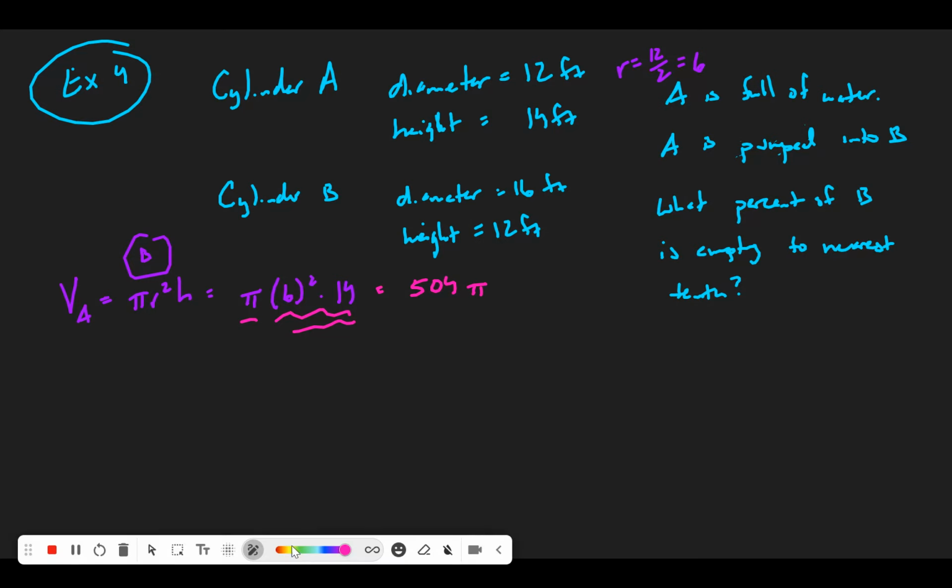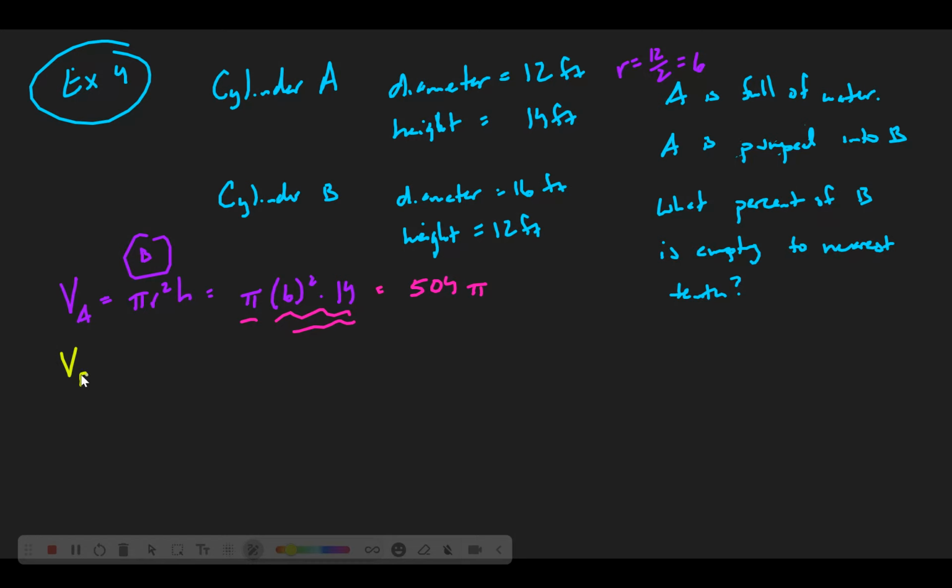So now let's find the volume of B. Pi, r squared h, pi. Again, the diameter is 16, so to find the radius, take half of that, which is 8. So pi times 8 squared, and again, its height is 12. And again, if you just multiply out the numbers, you get 768 pi. So notice that the volume of B is bigger than the volume of A. That's why when you pour all of A into B, there's some empty space. We need to find how much empty space.